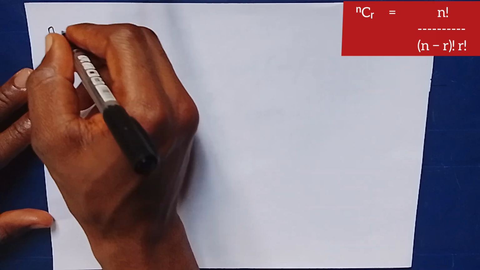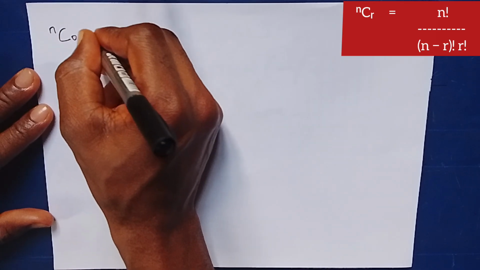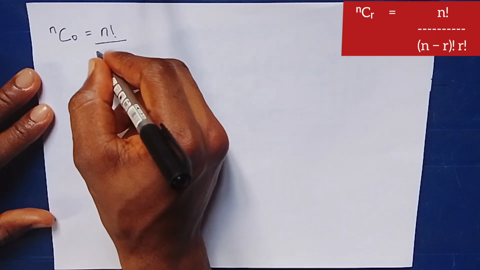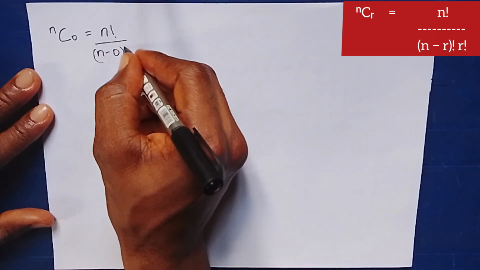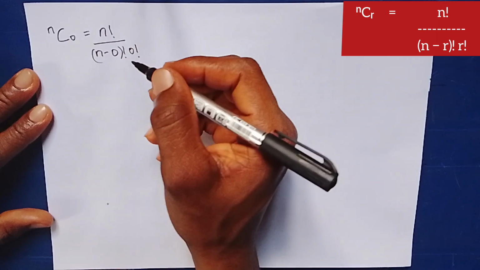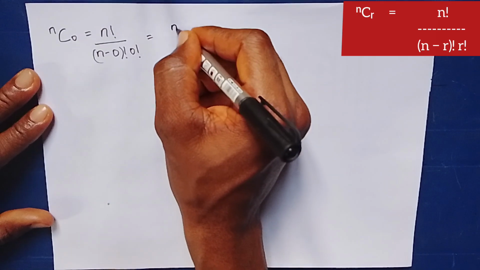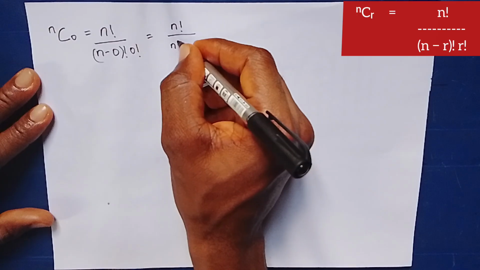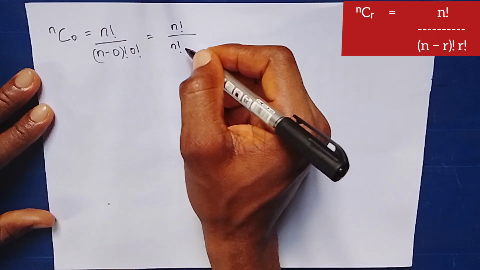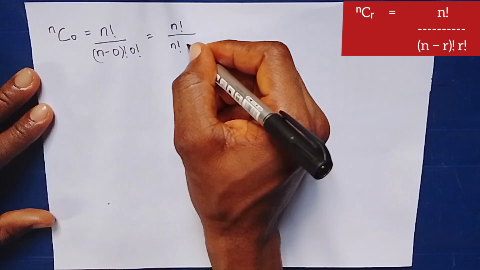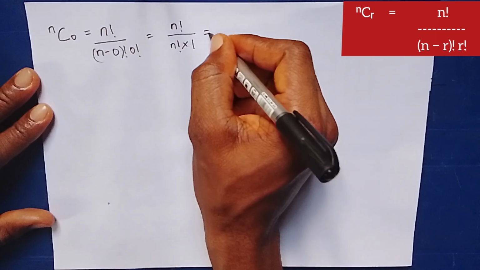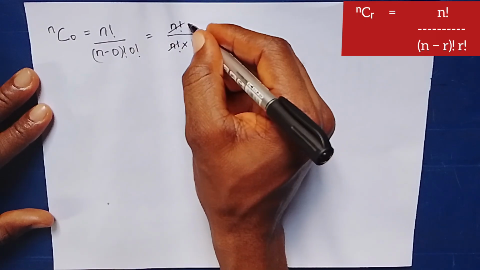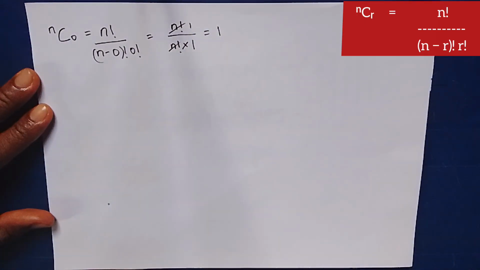Example 1: n combination 0 is equal to n factorial over n minus 0 factorial times 0 factorial. This is equal to n factorial over n minus 0, which is n, so it's still n factorial. Remember, we established that 0 factorial is equal to 1, so this is times 1. So n factorial will cancel n factorial, and all of this is equal to 1.